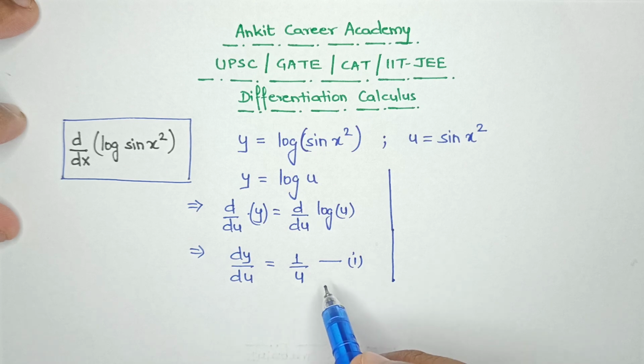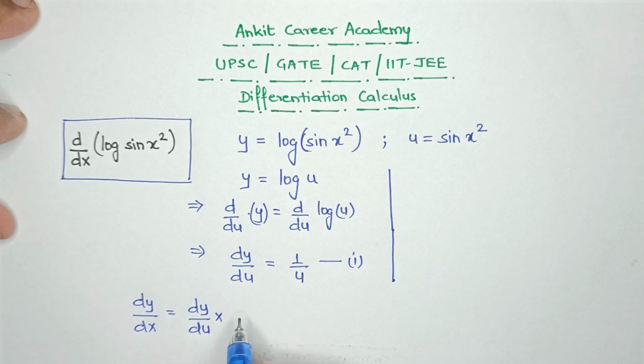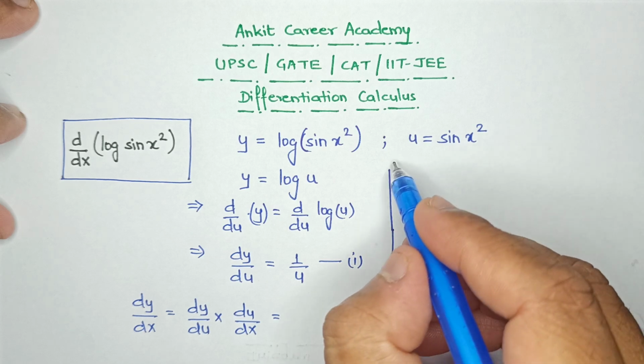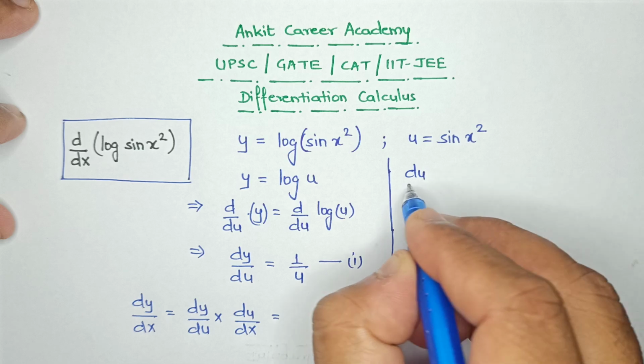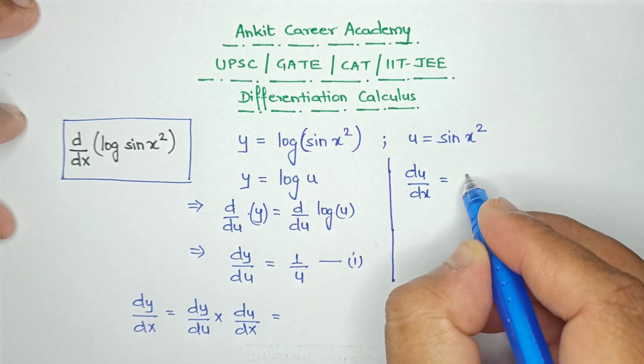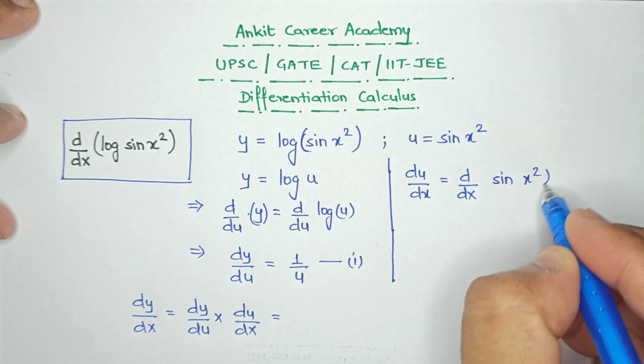Now as far as this particular question is concerned, in order to calculate the value of dy by dx, we need to calculate the value of dy by du and then multiply this by du by dx. And if you notice, the du part will get cancelled out and eventually we have dy by dx. So now the remaining du by dx part will be calculated from this side. So du by dx will be equal to d by dx of sine of x square.